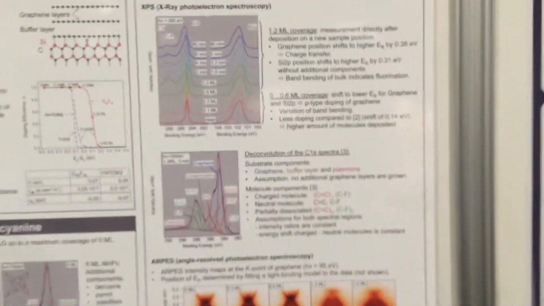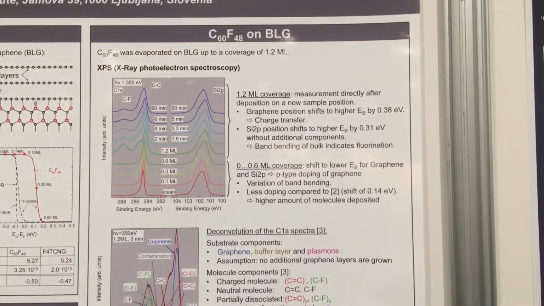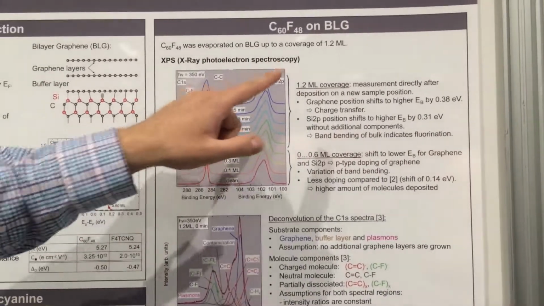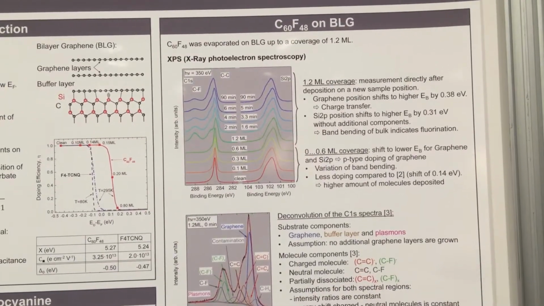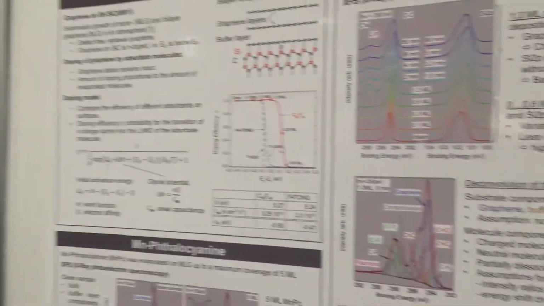This was done on bilayer graphene, so it is C60F48. Remember, we had here the monolayer case. This shall be the bilayer case. The idea or hope was, does it shift to charge neutrality? What happens? Does it maybe open a band gap? And what we observed was the evolution of some spectra from the clean sample towards 1.2 monolayers, and we only saw some variation in the band bending.